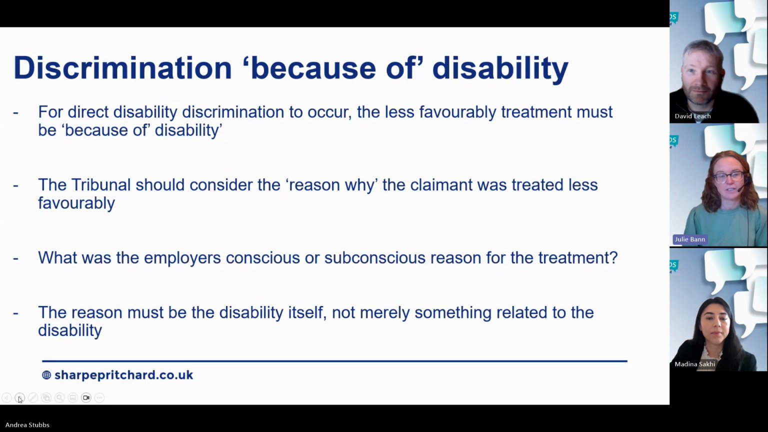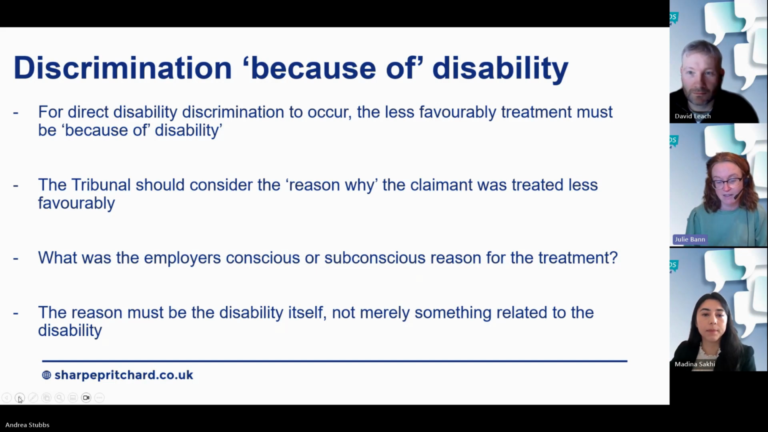Thank you, David. I think the other factor in terms of direct discrimination comes down to this causal connection. It's not sufficient for an individual who has a disability to say, I am an employee here, I have this disability and I've been treated like this, so it must be because of my disability. There has to be a causal connection, and it is the claimant's, the employee's, responsibility to satisfy the tribunal of that connection.